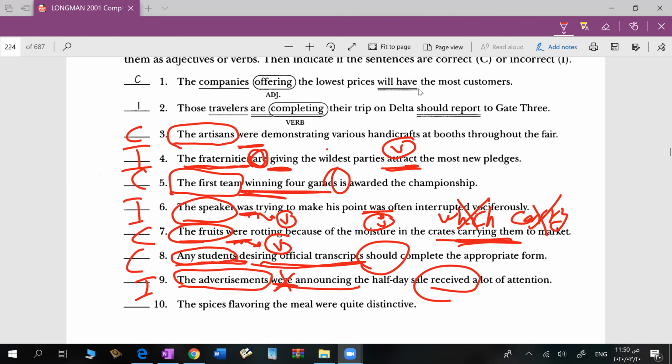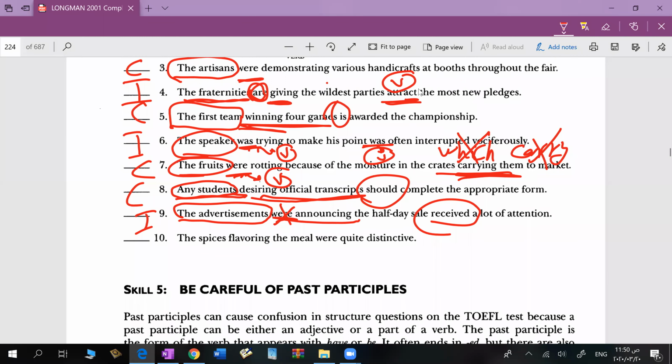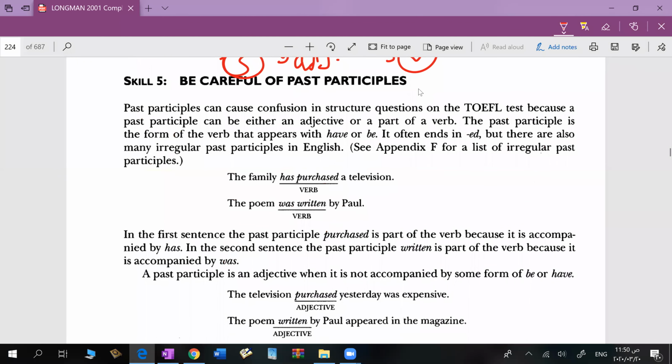Excellent. The spices flavoring the meal were quite distinctive. The spices, the subject, flavoring the meal, this is an adjective or a present participle, were quite distinctive. This is what? Verb. So this sentence is correct. Excellent.